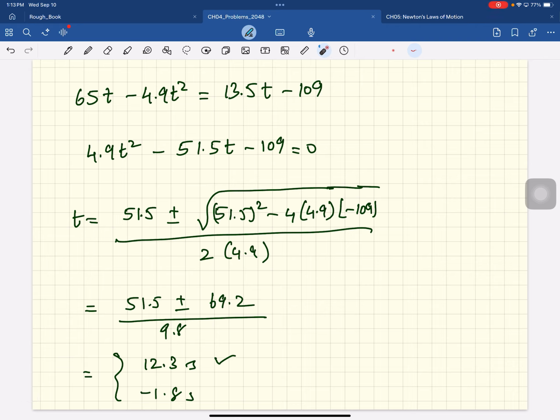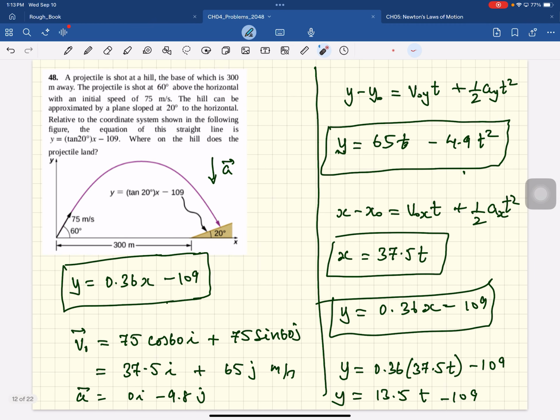Could you just show me where you got the 13.5t minus 109? A third of this is 13.5.